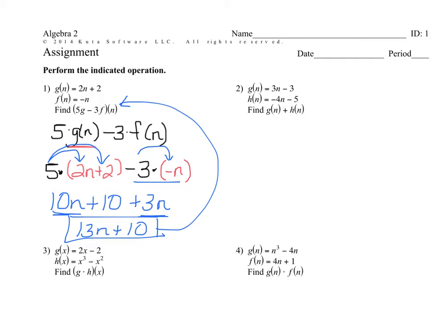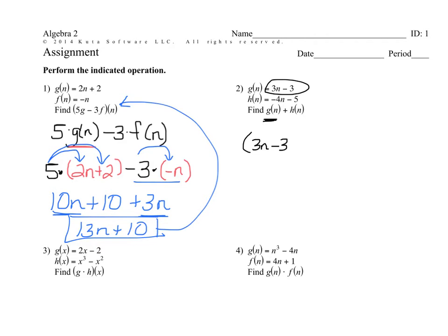Okay. Next one, problem number 2, same kind of thing. I'm going to change things here. So we're going to take g of n right there, use my lightsaber, plus h of n. So we got g of n is that 3n minus 3, and then h of n is negative 4n minus 5. So I'm going to go ahead and take g of n, which is this part in black, 3n minus 3.